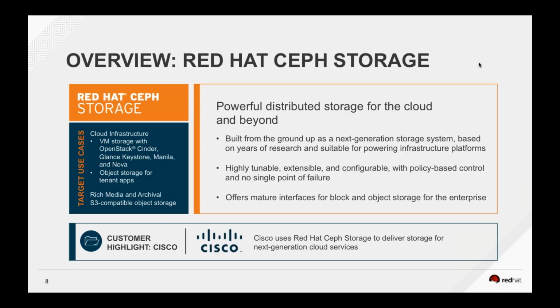The other use cases are rich media and archival, where there are many applications available which can do S3-compatible object storage. For example, we have Commvault backup software, or Veritas backup software. They do S3 connectivity. So you can always use it to store the backup or archival of your data onto software-defined storage. That's leveraging the S3-based APIs which we have on the Ceph storage.